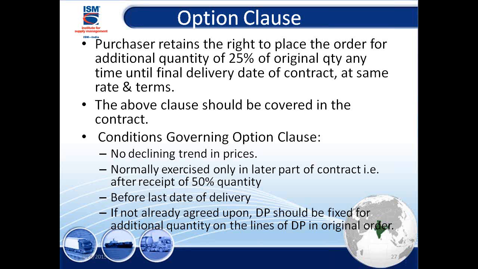But you have to keep in mind, supplier is dealing first time with you, they don't know it. So you have to put down that you have a right to change the quantity by 25%, both ways, down and up. So the above clause should be covered in the contracts. Now the option clause is no declining trend in prices. Normally exercised only in later part of the contract, that is after receipt of 50% quantity.